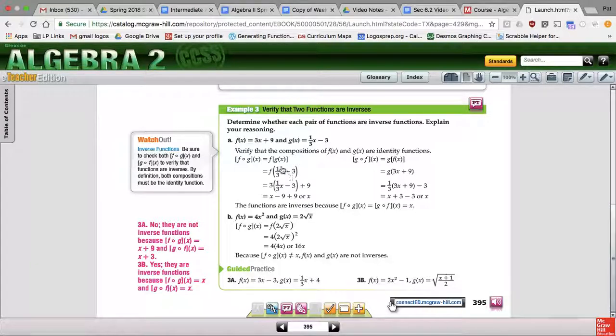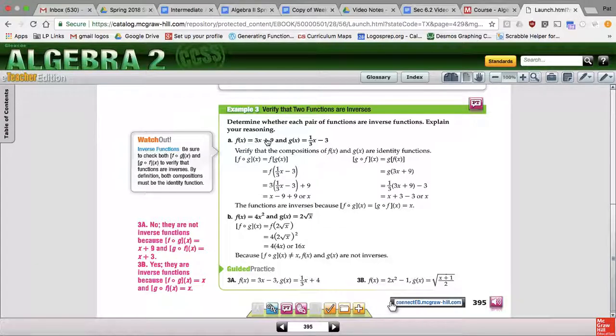We're going to put this into the f function. So 3 times (1/3 x minus 3) plus 9. We have to distribute and use algebra. And then we get x minus 9 plus 9. That cancels to 0, so we get x. So far, we're good. But now we have to do g of f. Remember, order matters. So f of x is 3x plus 9. We put that into g of x right here, 1/3 times (3x plus 9) minus 3. We distribute, and we get x plus 3 minus 3, or excuse me, x. And because they're both equal x, we can say that the functions are inverses of each other.